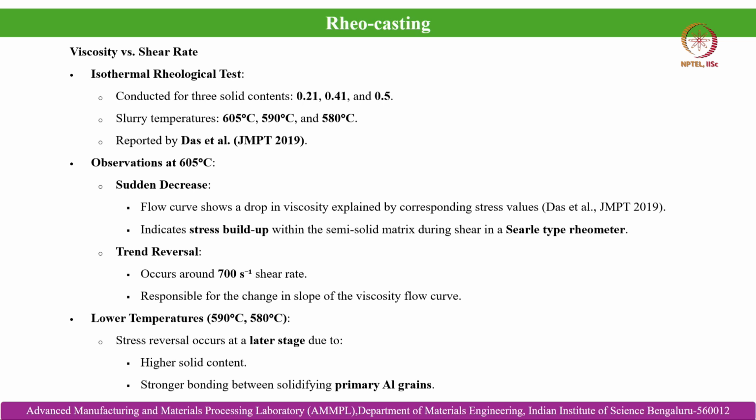So, in case of the isothermal rheological test conducted for 3 different temperatures, that is 605, 590, and 580, the corresponding solid fractions are this. This was already explained to you in the earlier slide: how increasing solid fraction impacts the viscosity evolution of the solidifying melt. And the observations for individual temperatures, like in the case of 605, there is a sudden decrease. So, the flow curve shows a drop in viscosity. You can see from here.